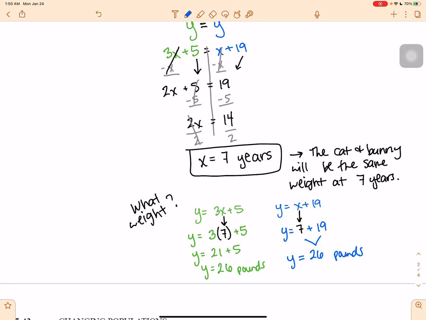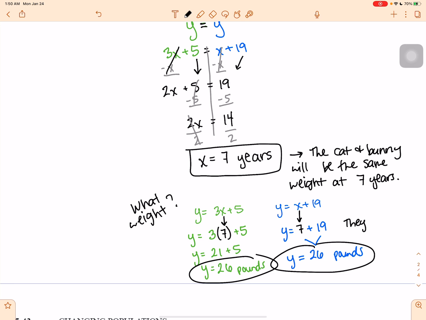So the cat and the bunny will be the same weight at 7 years. They will both be 26 pounds at year 7. Okay? And that's how we solve it algebraically. So we first used a table and then a graph, and then we used our equal values method algebraically. All right.